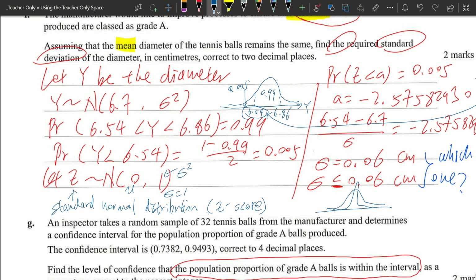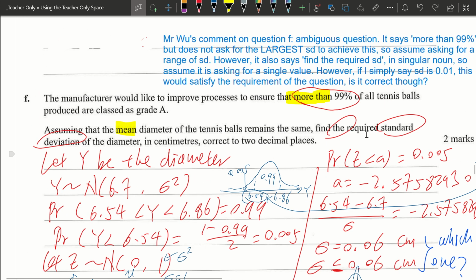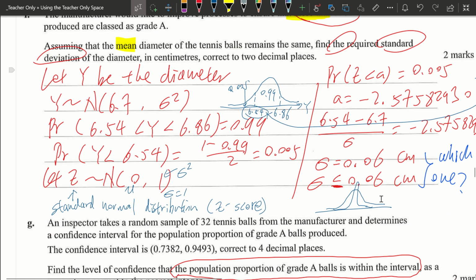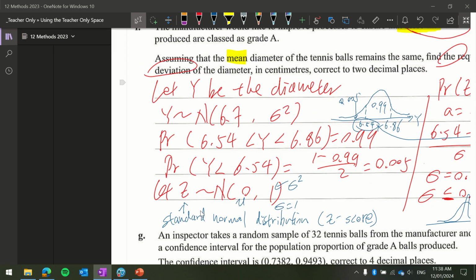So the smaller the standard deviation, the higher the percentage of tennis balls that will be grade A. They will be inside this range here. And I repeat, the smaller the standard deviation, the more balls, 99.5%, 99.6%, 99.999% of balls will be grade A because they will be within this range. So the answer should be less than 0.06, and we can check that.